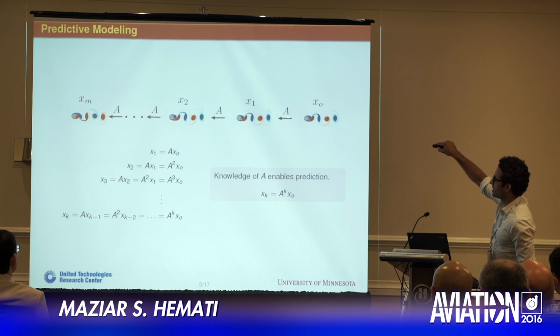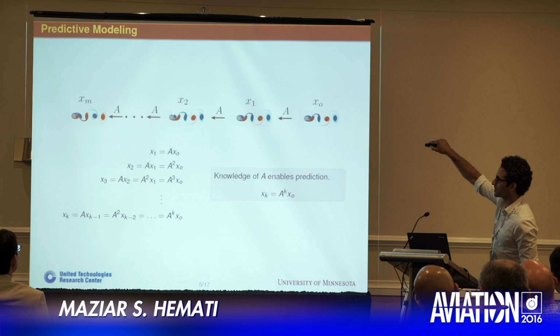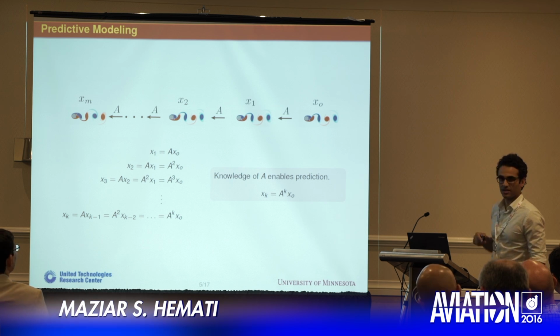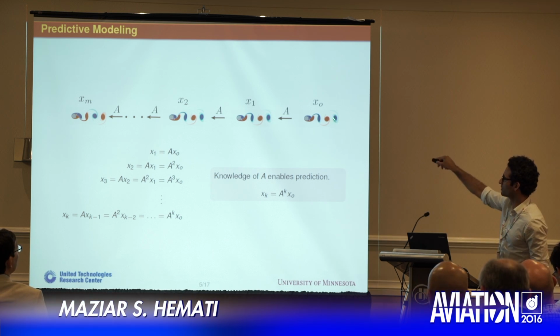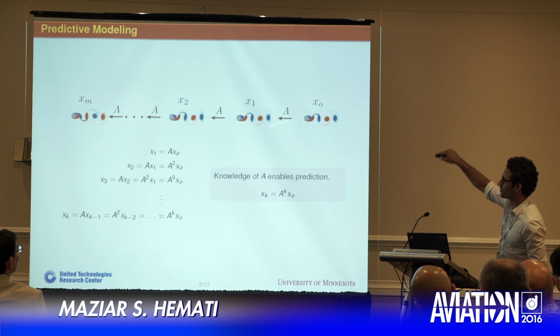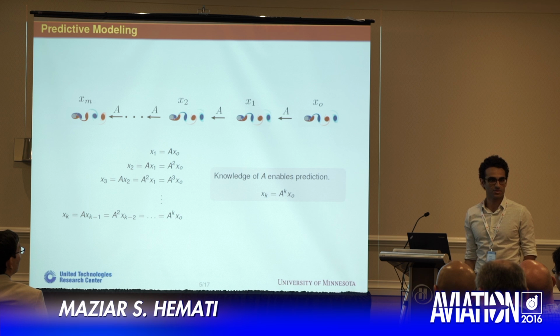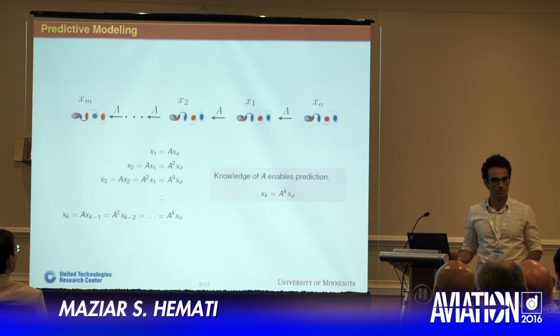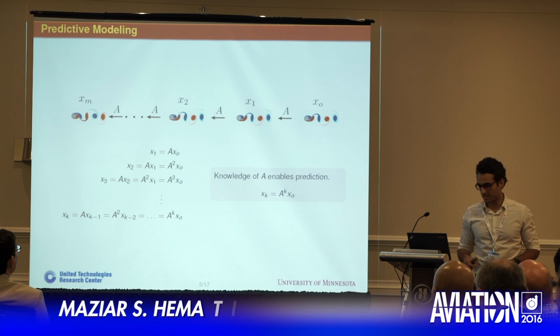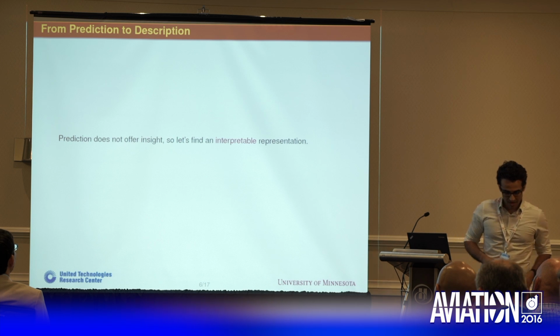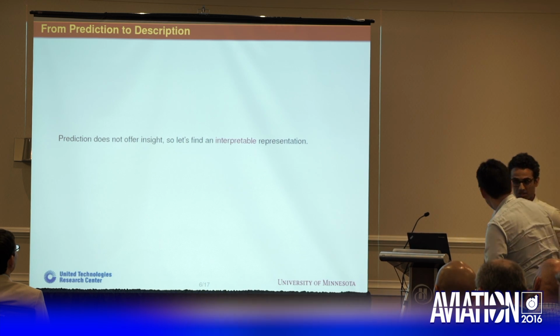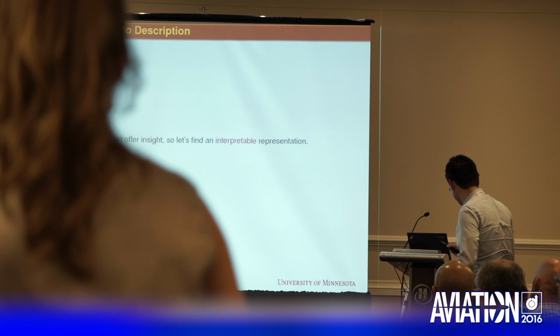And I can apply A again from x1 to get to x2 and so forth till I complete that video sequence. So you can really just take that as a relationship of A to the kth power times x0 to get the snapshot at time step k. So this is how we can use DMD in a predictive capacity. And Matt will take over to talk about why prediction may not be enough.